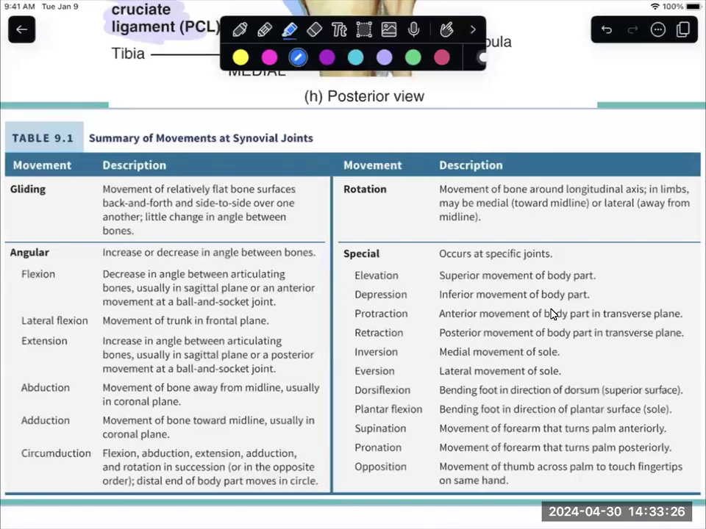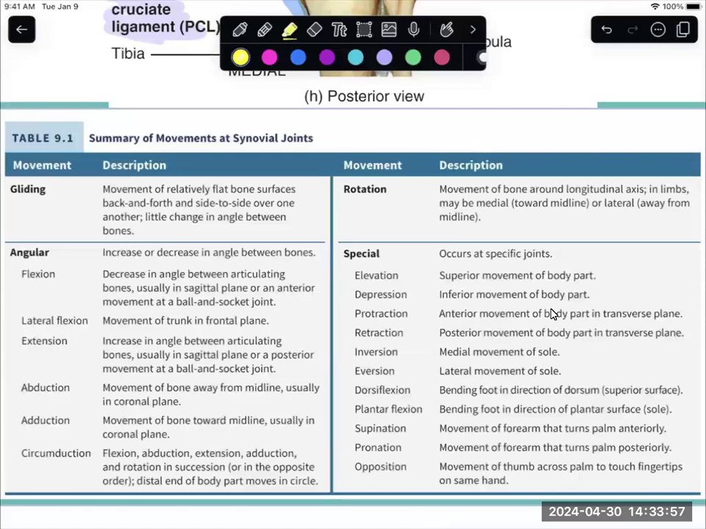Abduction is moving away, your arm away from midline, your leg away from midline, your fingers, separating all your fingers apart. That's also abduction. Adduction, your arm is up over your head, bringing it back down to your middle. Taking your fingers that are all separated, bringing them back together, that's adduction. Circumduction is making that circle. Exactly what it says.